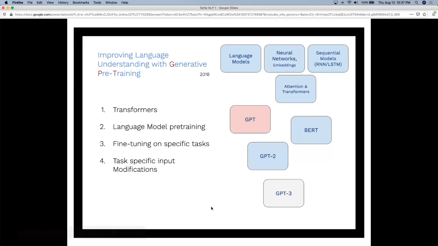The reason I'm spending more time on this is that this is the same thing that gets exploited in GPT-2 and GPT-3, just at a significantly larger scale.